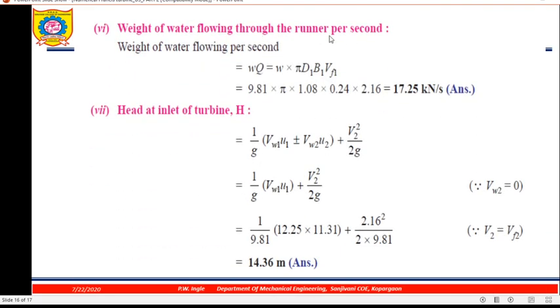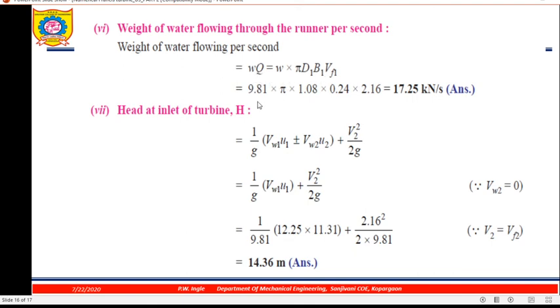Then the weight of water flowing is W into Q. So W is rho G into Q. Weight is M into G. So it is rho G Q, and what is Q? It is A V. So it is rho G A V, and rho A V is mass. So M into G.